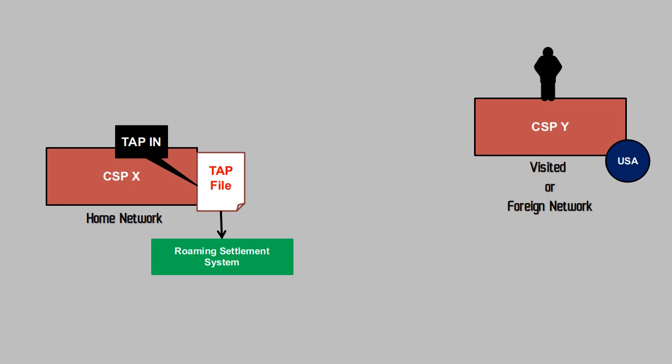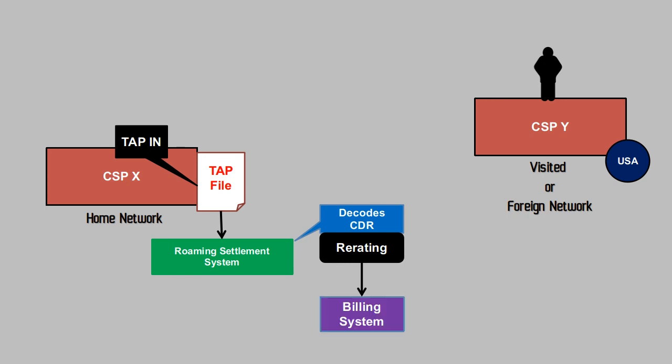The roaming settlement system at the home network decodes the TAP file. Then prepaid CDRs are ignored as they are already charged by the home network. Postpaid CDRs are re-rated as per the tariff agreed between the home network and the customers. These re-rated CDRs are sent to the billing system to apply the roaming charges in the bill.